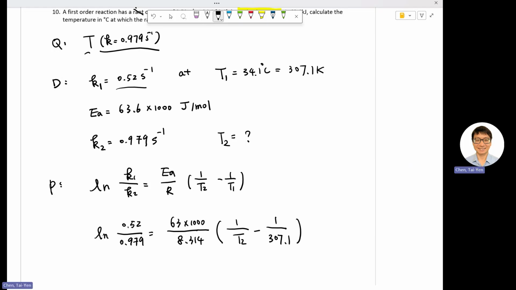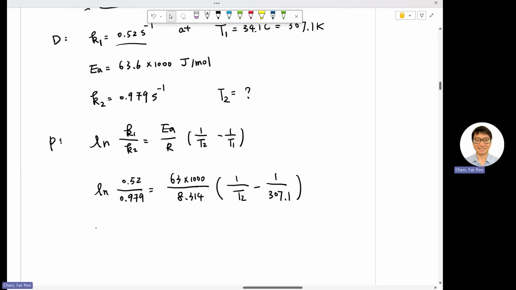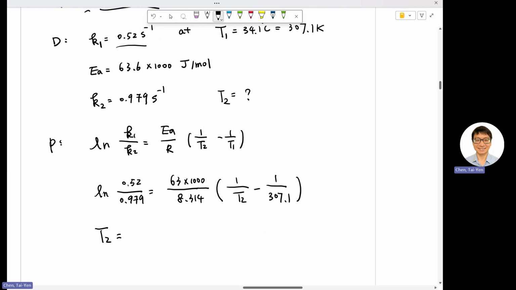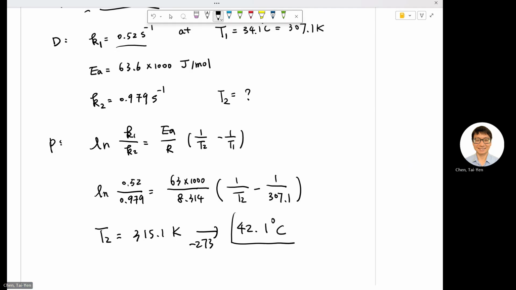Then now come to your calculation time, right? Can you push your button to figure out what the T2 is? Okay. So if everything is done properly and correctly, you should be able to get a number, T2 equals 315.1 Kelvin, which is going to minus 273, that gives you 42.1 degrees C. Okay?